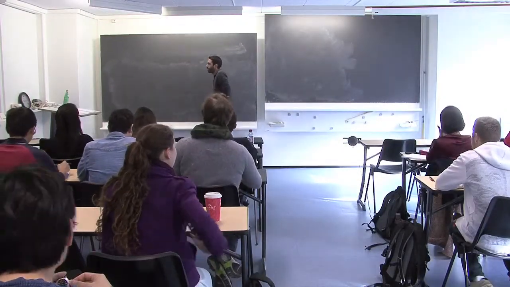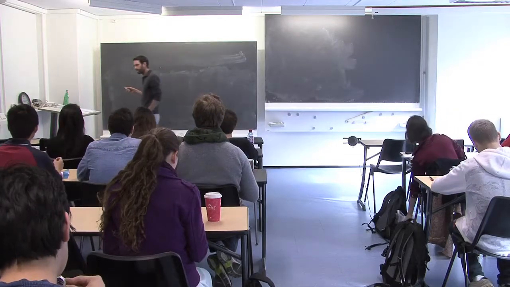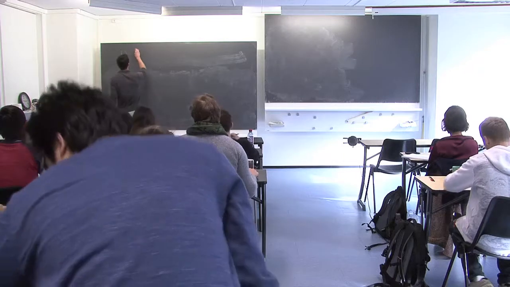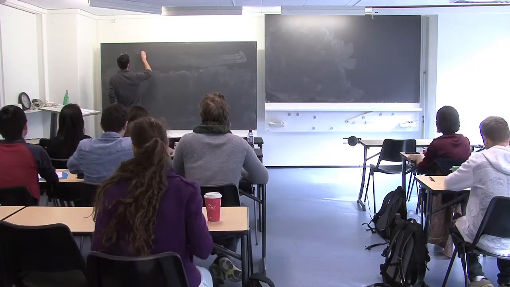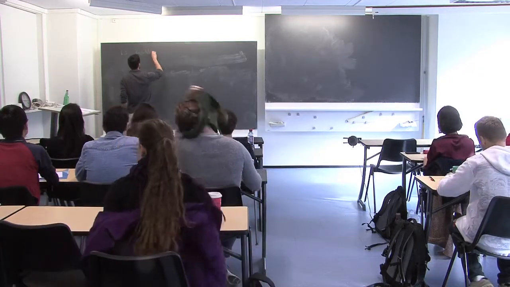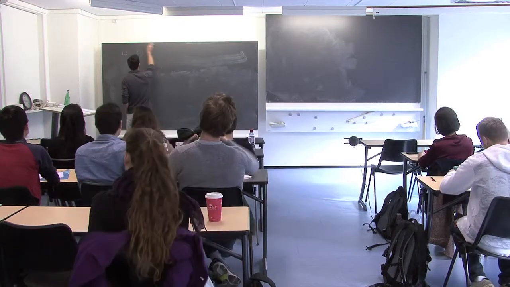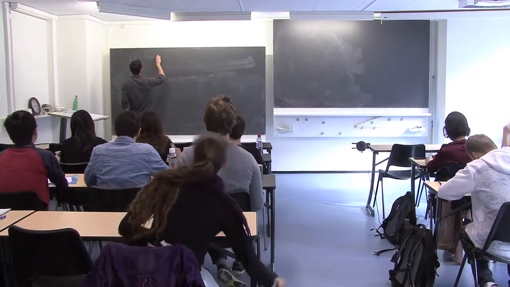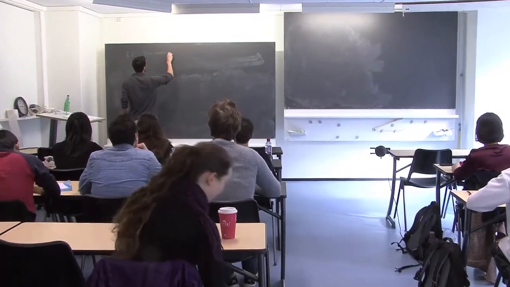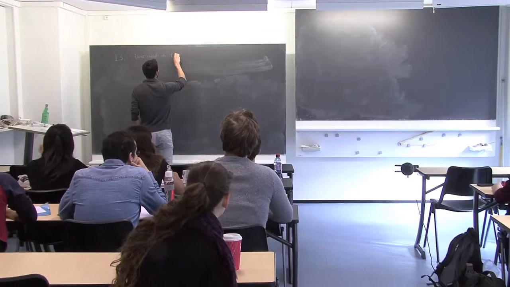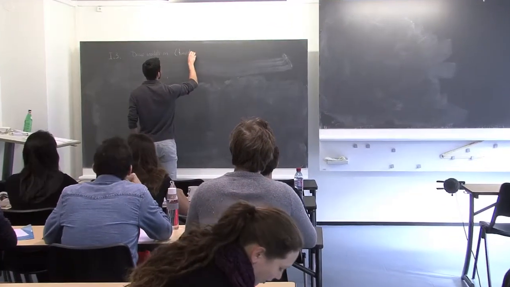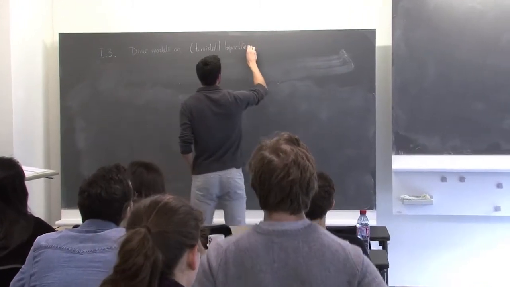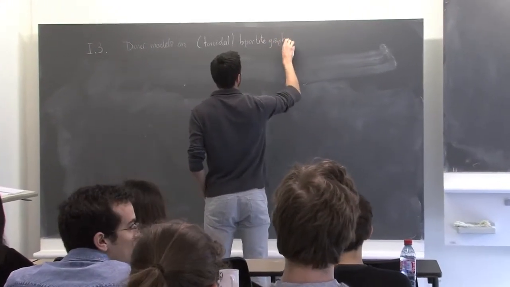Let me remind you where we are now. So it's this new chapter 1.3. Dimer models on toroidal bipartite graphs.